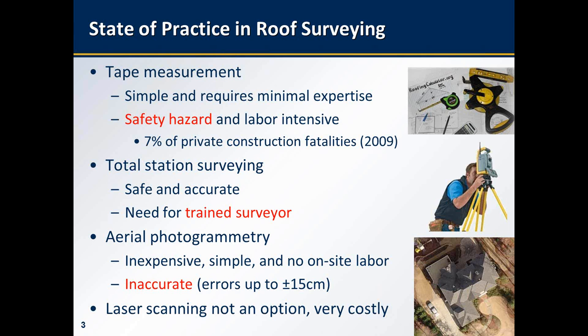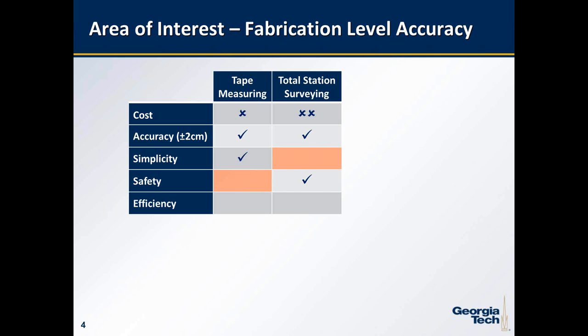And another type of measurement system that can be used is laser scanning, but it is not really an option because it is very costly, and not everybody can afford to use that for the measurement process. For the kind of measurement accuracy that we want for digital fabrication of sheet metals, we need fabrication level accuracy. By fabrication level accuracy, we mean errors less than plus or minus at most 2 centimeters.